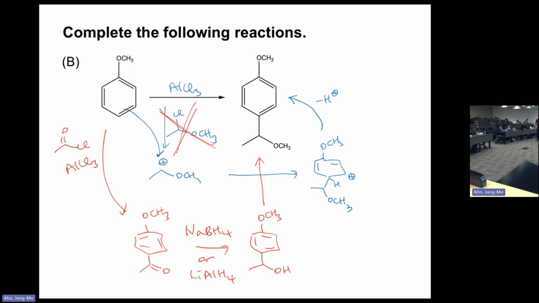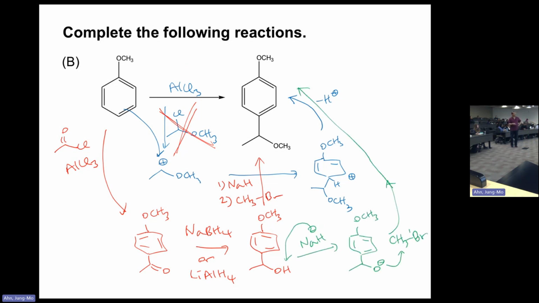Now you need to put the methyl group onto the alkyl chain. I suggest that you take this proton off by using some kind of base. I say sodium hydride is a base to use. Then we'll get the phenoxide there. Then you have an alkyl halide as the second reagent. Then you can make the product.